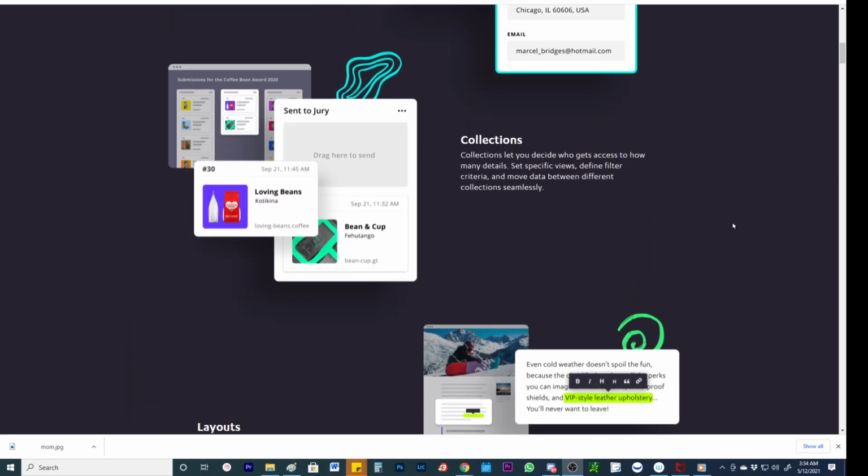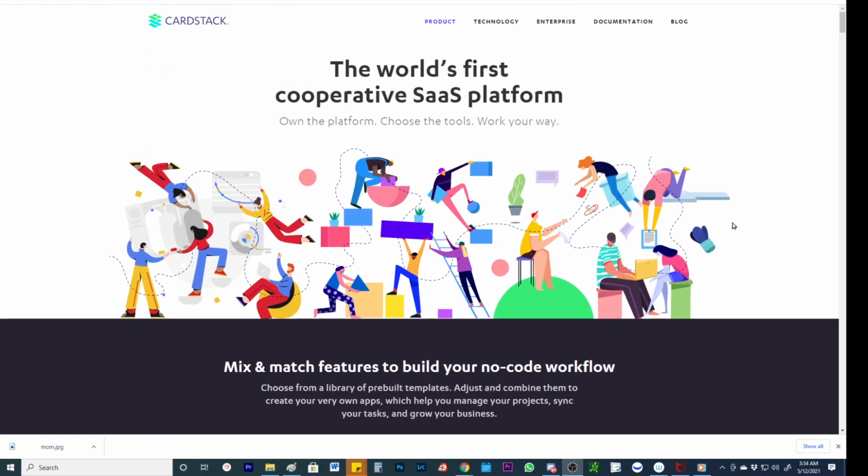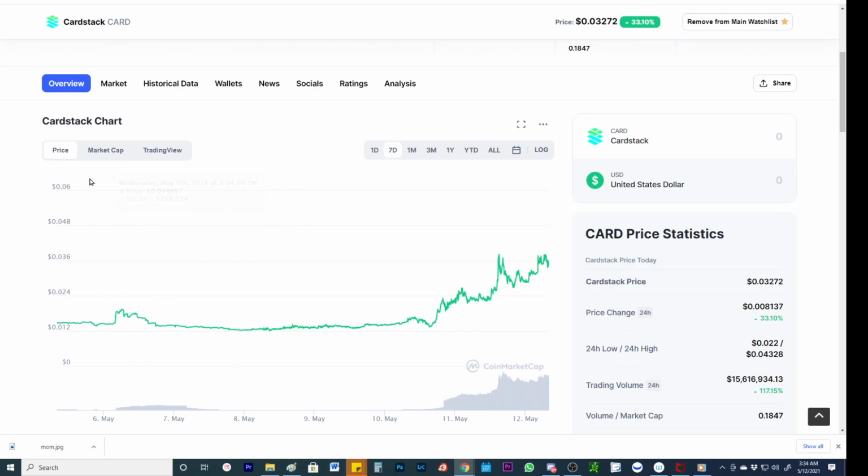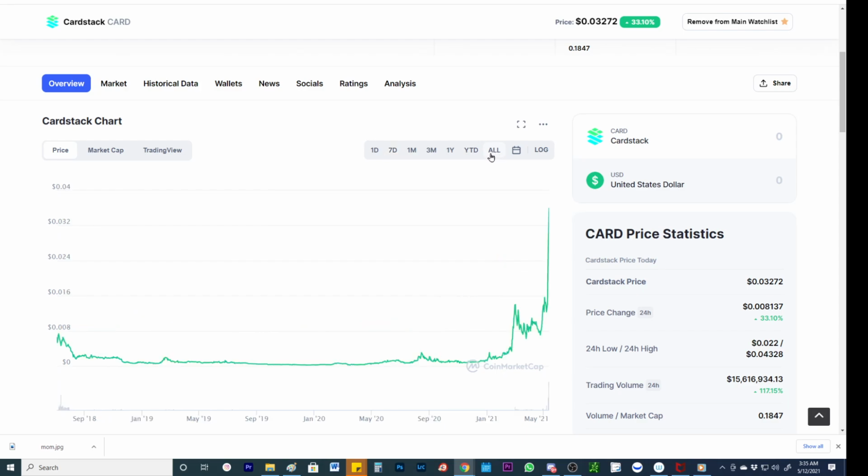So without wasting your time, I'm going to tell you what this project is. This is Cardstack. Okay, let's look at Cardstack here real quick. Cardstack has been tracked on CoinMarketCap since 2018, I believe. Let's look at the all-time here. All-time since 2018, and it's been sleeping for a long time. And it recently woke up.